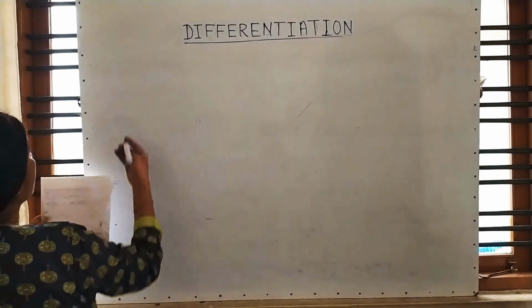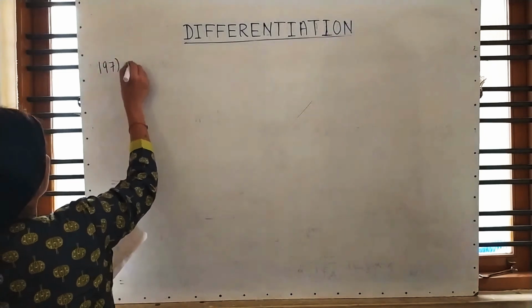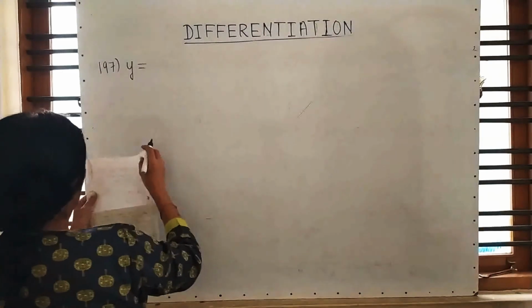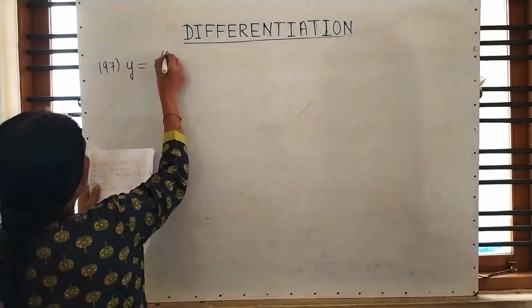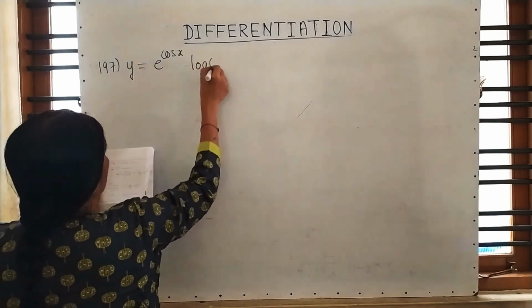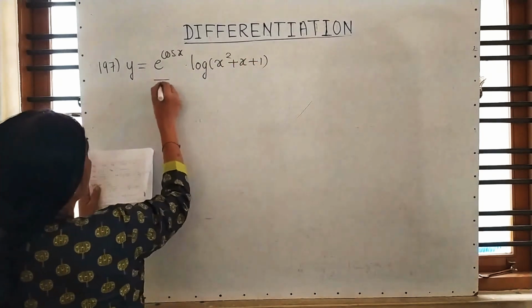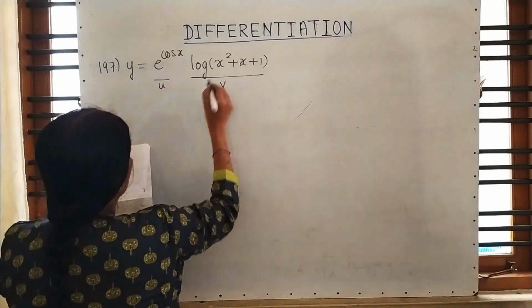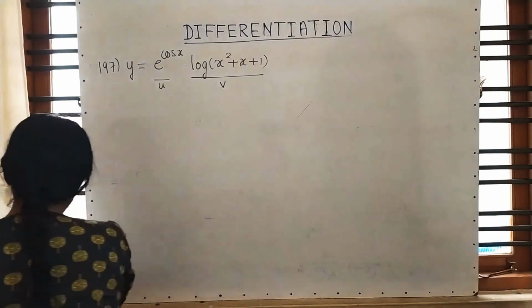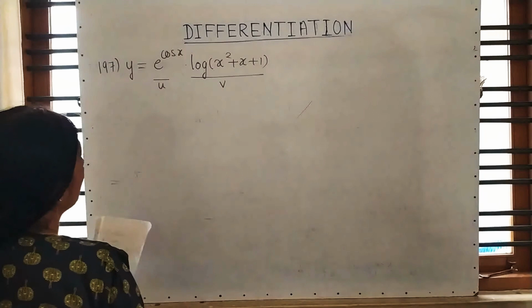Question number 197. Y is equal to e raised to cos x into log of x square plus x plus 1. Yes, this is u, this is v. Yes, you identified or what? Is it possible to identify which formula is applicable?